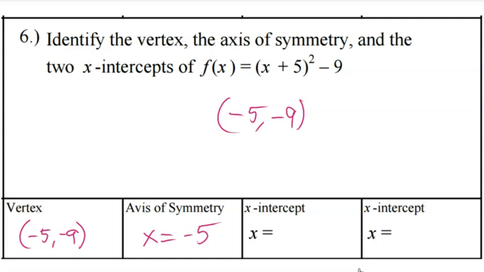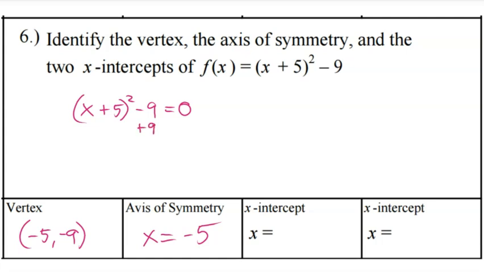Now we want to identify the x-intercepts. Now the x-intercepts are going to take a little more work. So let me give myself some space here. In order to identify the x-intercepts, there's a couple ways to do it. We could extract square roots by taking this and setting it equal to 0. So maybe we'll do that. We can do x plus 5 squared minus 9 equals 0. Then we'll add 9 to both sides. And now we have x plus 5 squared equals 9.